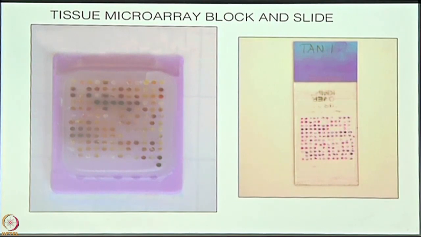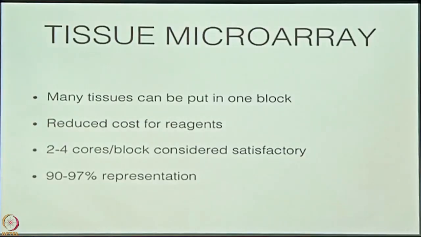Okay. Now, this has already been stained with an H&E, which is a regular stain, but any kind of stain can be done on it, any immuno stain can be done on it. So, the advantages which I have already outlined, many tissues can be put in a block, there is a reduced cost for reagents. How many cores should you take to obtain a correct representation?